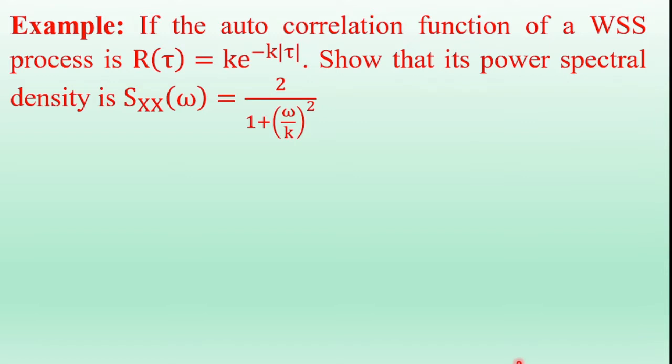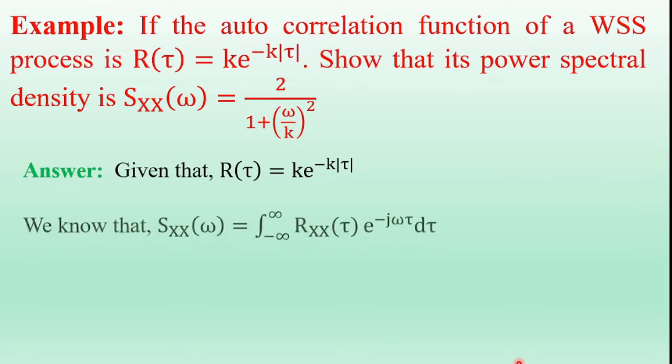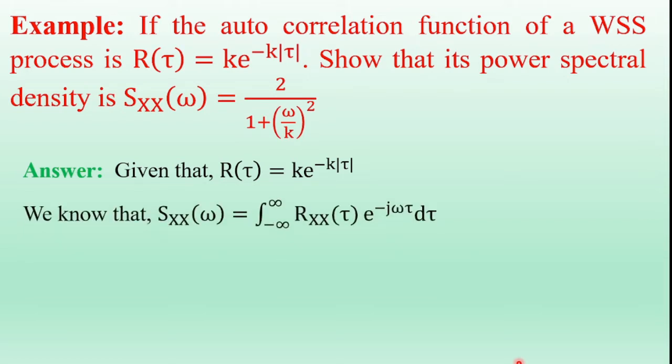This example is also similar to the previous problem. I already discussed it in my previous videos. Please refer to that problem, that is the Fourier transform of a e power minus b mod tau problem. Comparing that expression, now a is equal to k and b is equal to k. Coming to the solution, given that the autocorrelation function R of tau is equal to k into e power minus k mod tau.